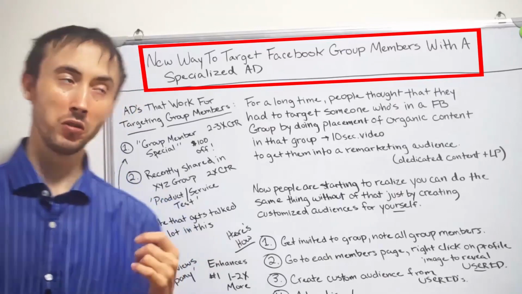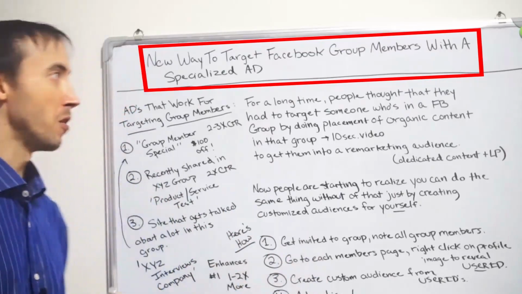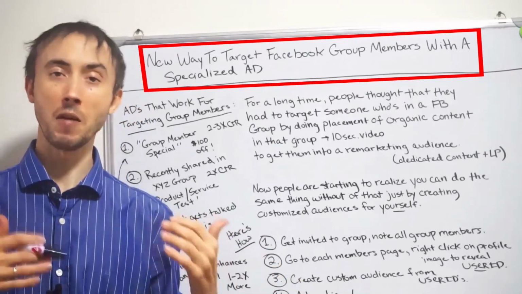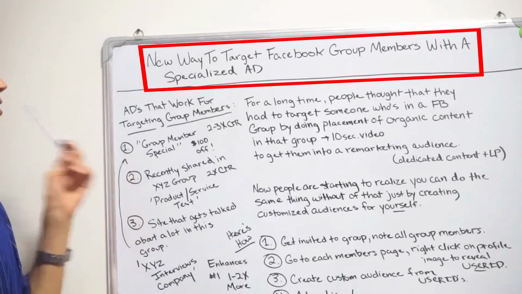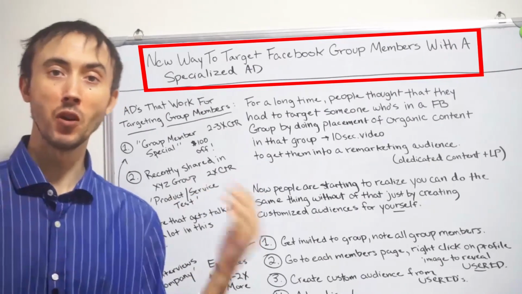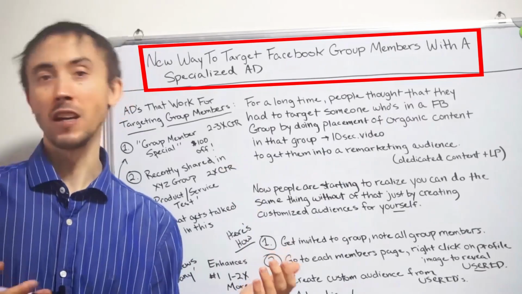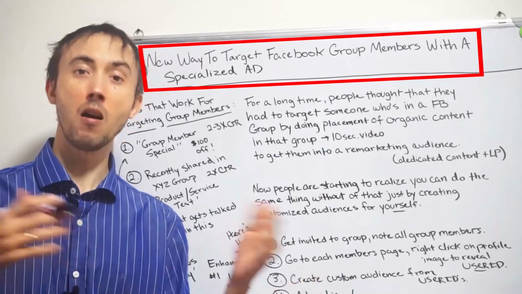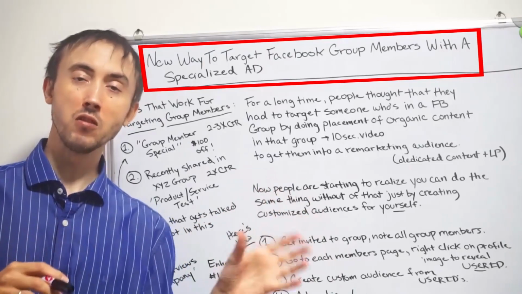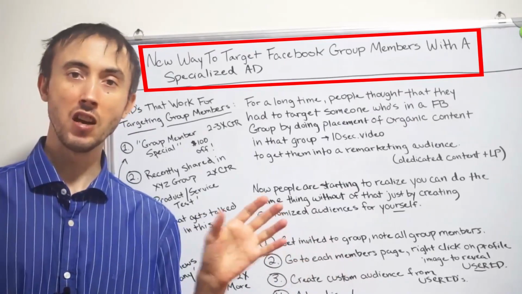Actually, both loopholes I'm going to share with you in this video about how to make money targeting people in a group, as well as some ads that work for targeting group members that I've actually run and also made money with. So this is a new way to target Facebook group members with a specialized ad, which a lot of people don't even know they can do in the first place, because Facebook does not let you, like LinkedIn, target group members outright. So you can understand what the workaround is for that and how to make money with it once you actually understand the process.